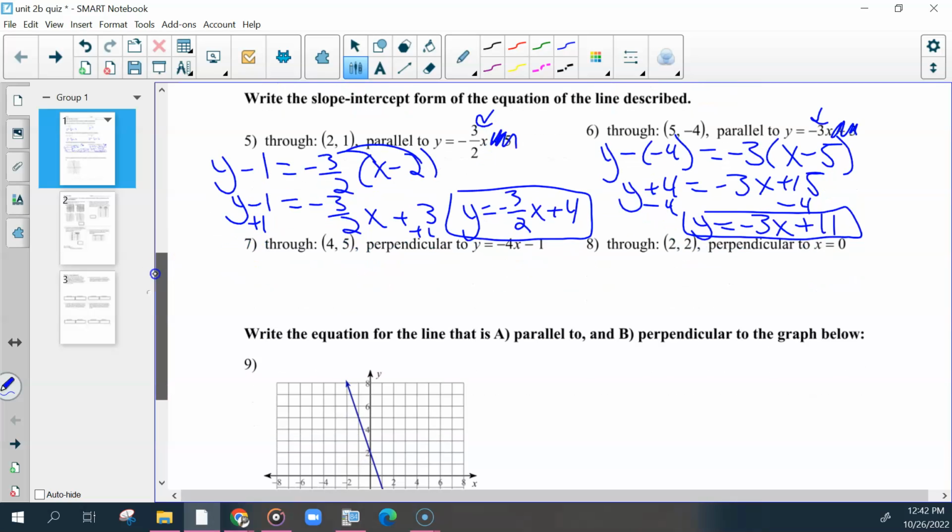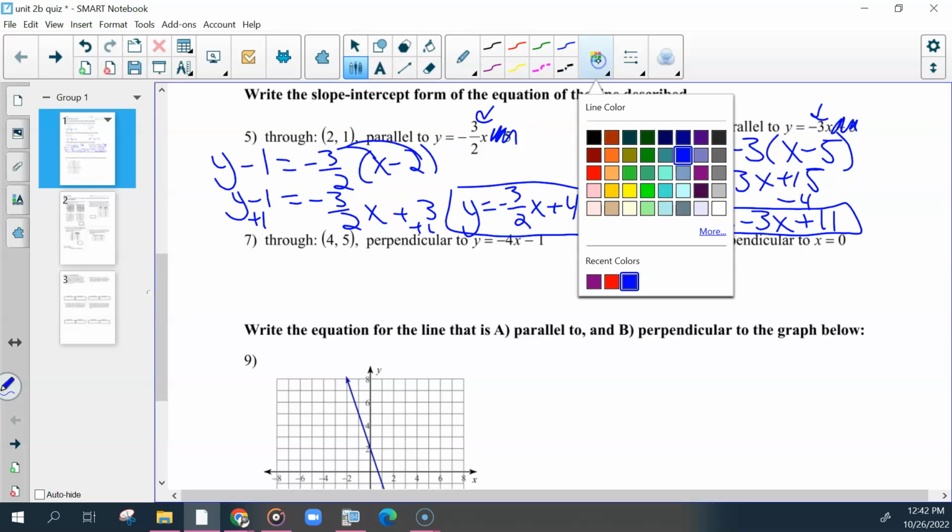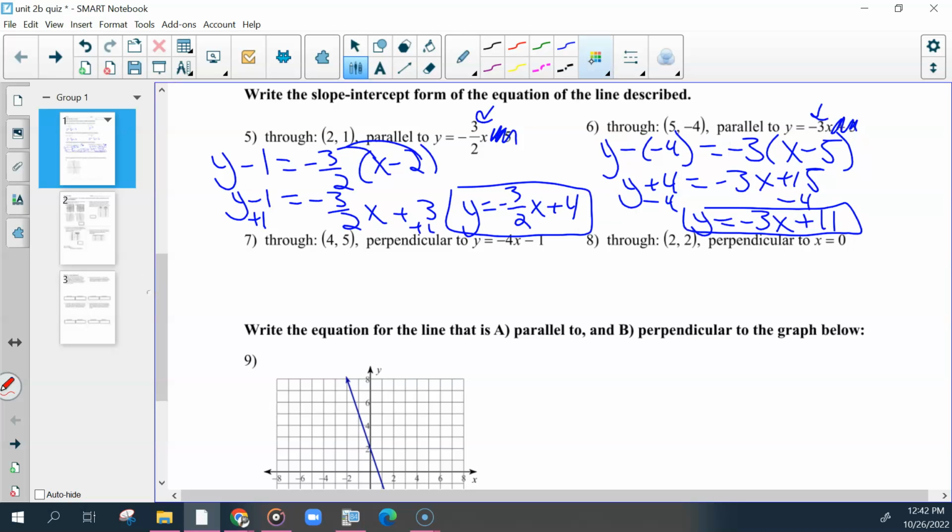Seven and 8 are similar, except now we're doing perpendicular. So for number 7, because the slope is perpendicular, we're going to take this number and flip it. And it was already negative, so we're going to make it positive. Get rid of the y-intercept because we don't need it. And then do the same work we did before. Y minus 5 equals 1/4 times x minus 4.